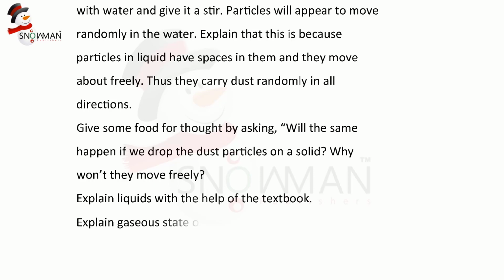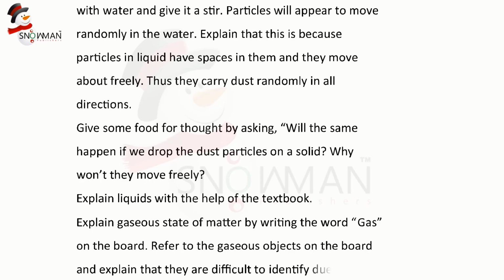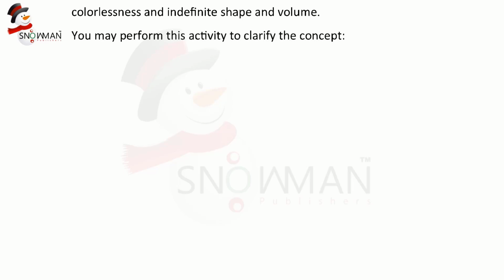Explain the gaseous state of matter by writing the word gas on the board. Refer to the gaseous objects on the board and explain that they are difficult to identify due to their colorlessness and indefinite shape and volume. You may perform this activity to clarify the concept.